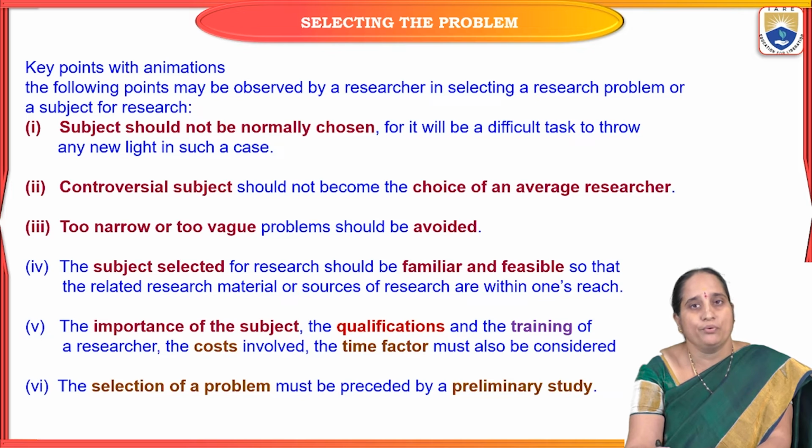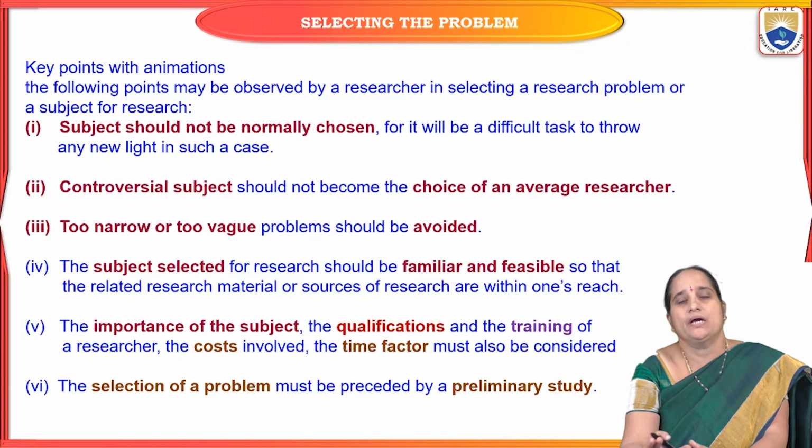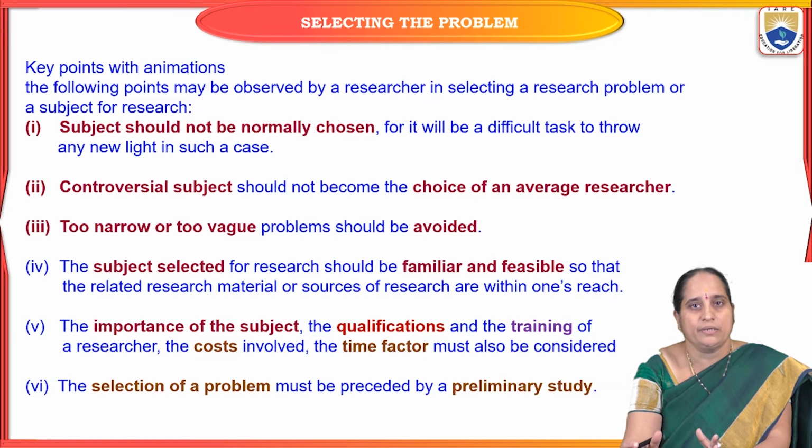Then the subject you select should not be controversial. We should not give any chance to outsiders to criticize the topic you have taken. When the subject is controversial, it becomes very difficult for the researcher to continue his research further. Then too narrow and too vague problems should be avoided. Whenever you formulate a problem statement, it should not be too narrow, and it should not be too broad. The statement should be short and simple, precise, and defined clearly, so that whoever looks into your research can understand your objective, what exactly you are going to do with the study, and what your outcome is. Everyone will have a clear picture just by looking at your problem statement.